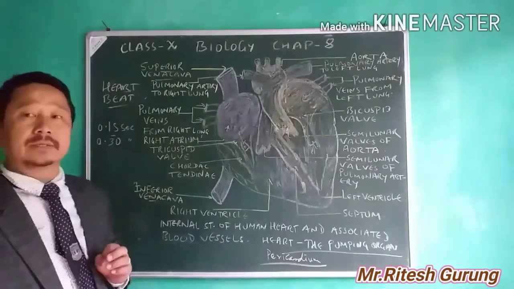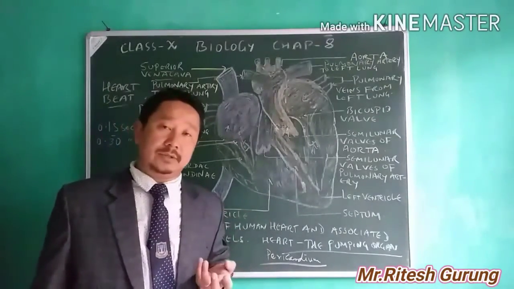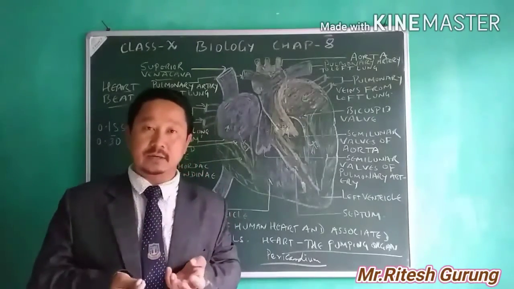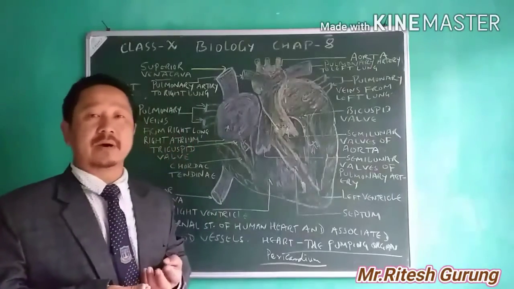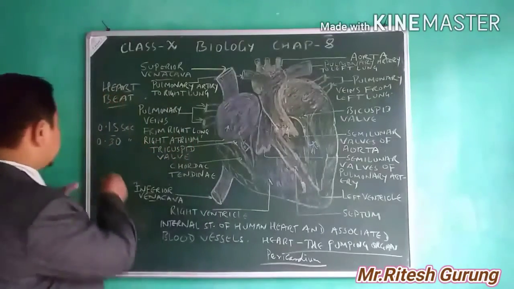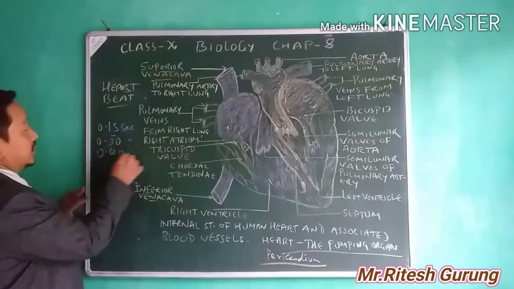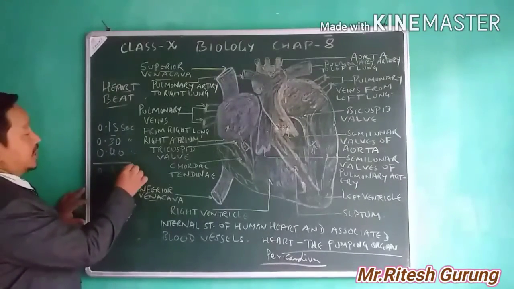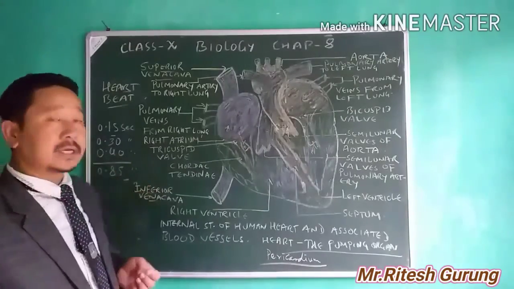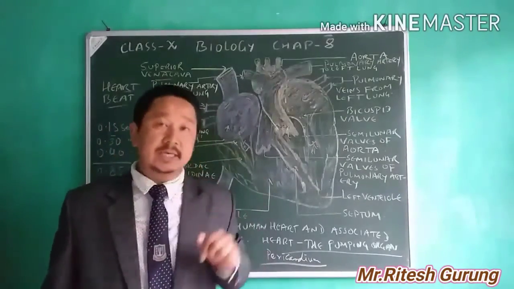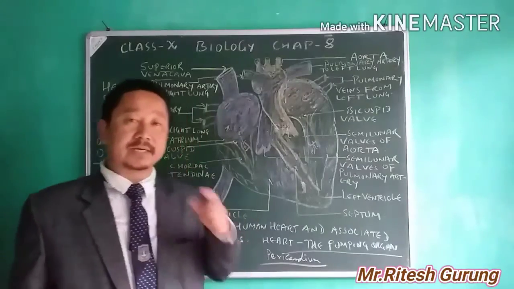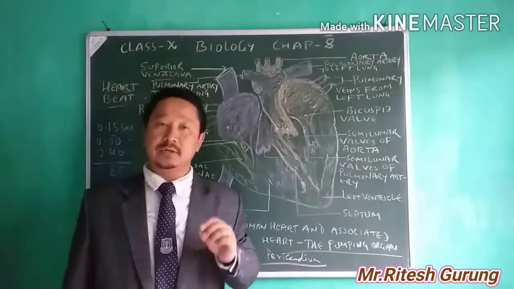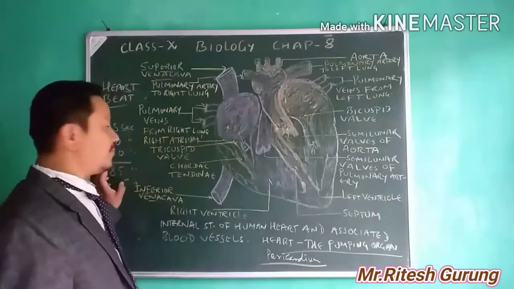Then all the chambers now relax, which takes about 0.40 second. So in total how much is it? 0.85 second. That long it takes for one complete sequence of contraction and relaxation of the heart.